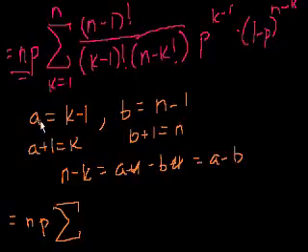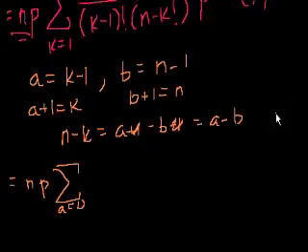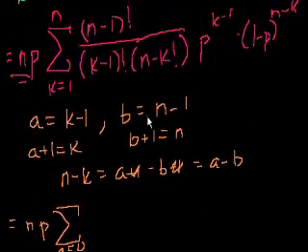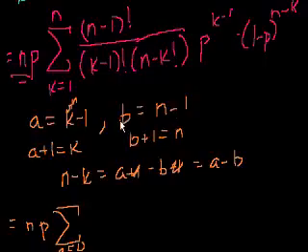When k is equal to 1, what is a equal to? A is equal to 0. So a goes from 0 up to, now when k is equal to n, what will a be equal to? If k is n, then a is equal to n minus 1, right? So you could have a equal to 0 to a equals n minus 1. But n minus 1 is the same thing as b, right?